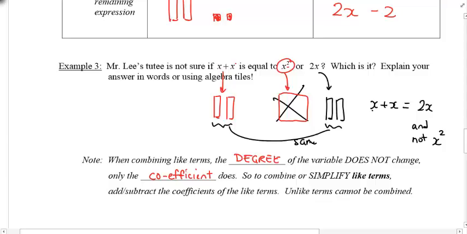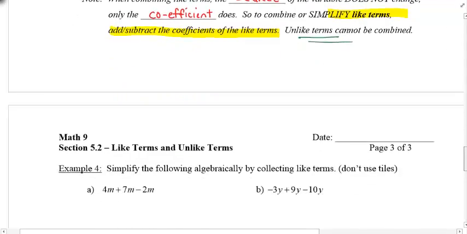So to combine or simplify like terms, and this is key, so please highlight this or underline: add and subtract the coefficients of like terms. Unlike terms, you can't do anything about it. Just don't combine them at all. Okay? Alright, let's try some examples on the last page here of our notes.